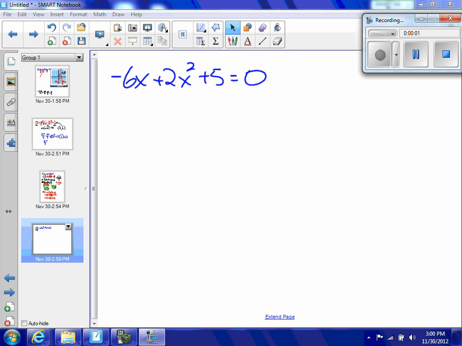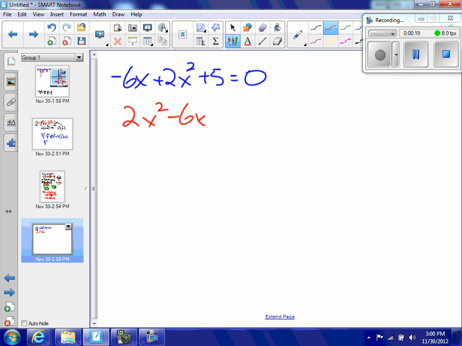This is chapter 4, test problem number 4. And this says solve this equation, negative 6x plus 2x squared plus 5. And the first step to solve this is to put it into standard form: 2x squared minus 6x plus 5 equals 0.